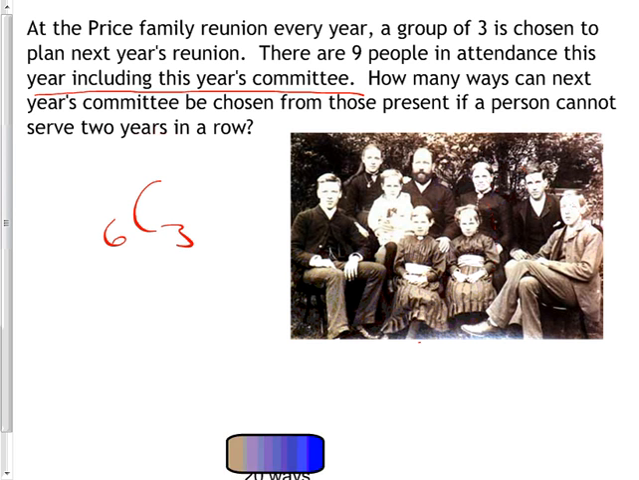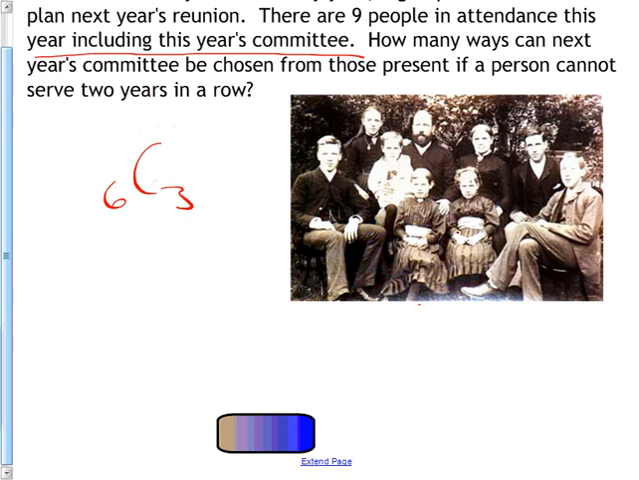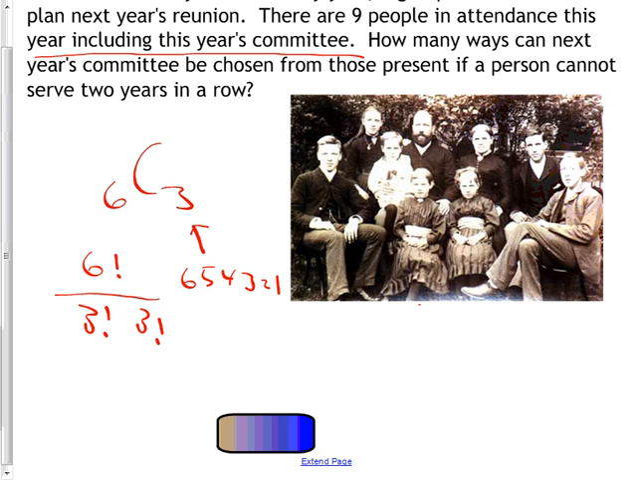And by the way, that answer would be 20 ways. And I hope you'd be able to do that this way too. 6 factorial over 6 minus 3 is 3 factorial, and an extra one of those, 3 factorial. And that would be 6, 5, 4, 3, 2, 1 over 3, 2, 1, 3, 2, 1.